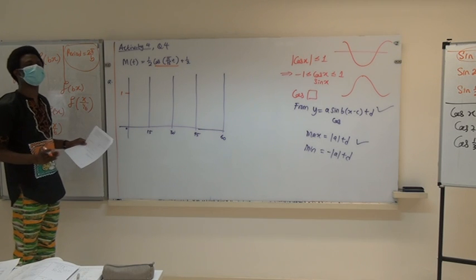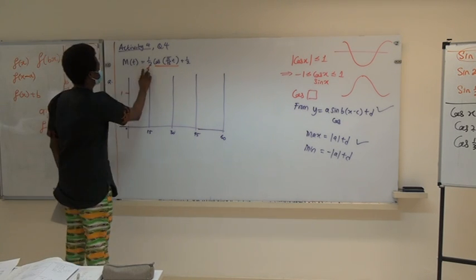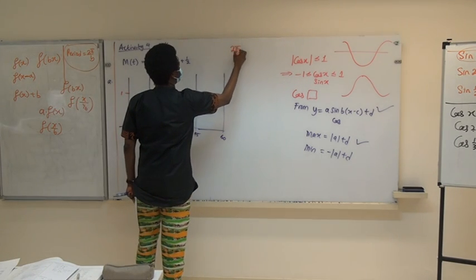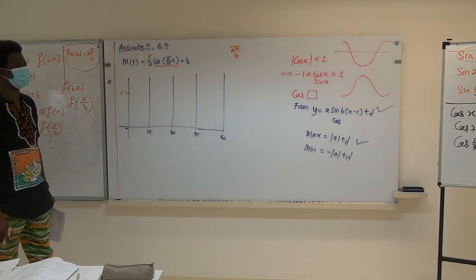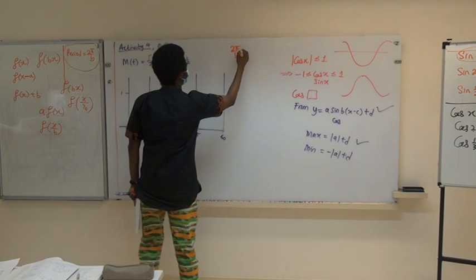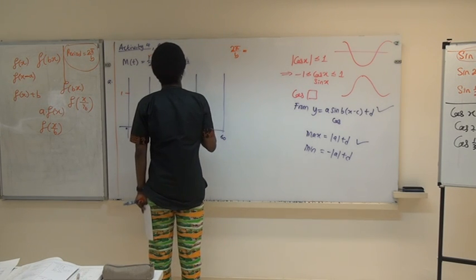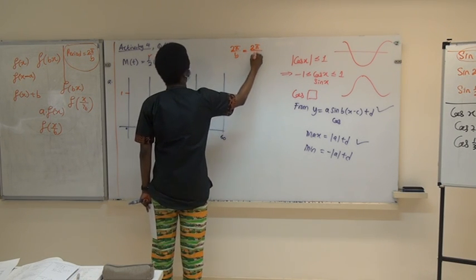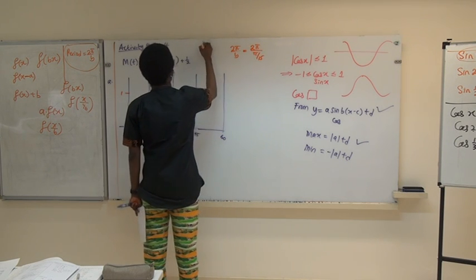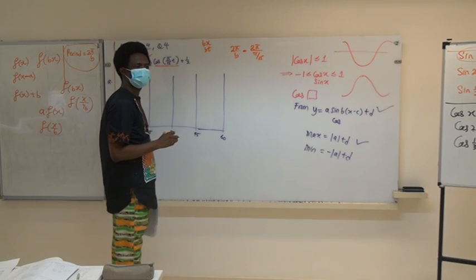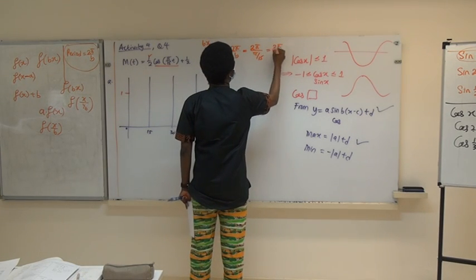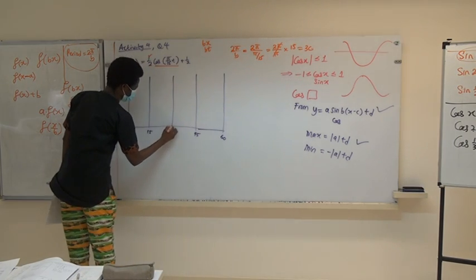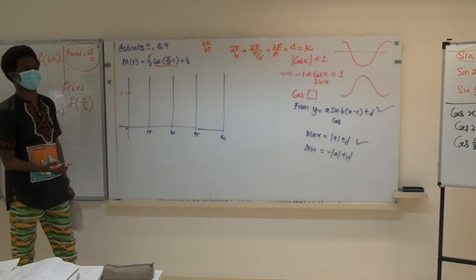Now, how many cycles is what you need to know. We already saw this: what is the period? The period is 2 pi over b. What is b? 2 pi over b is the period, which is 2 pi over pi over 15, because remember it should be bx, so this time around bt. That is 2 pi divided by pi over 15, so the period is 30. It means from here, you get another cycle.